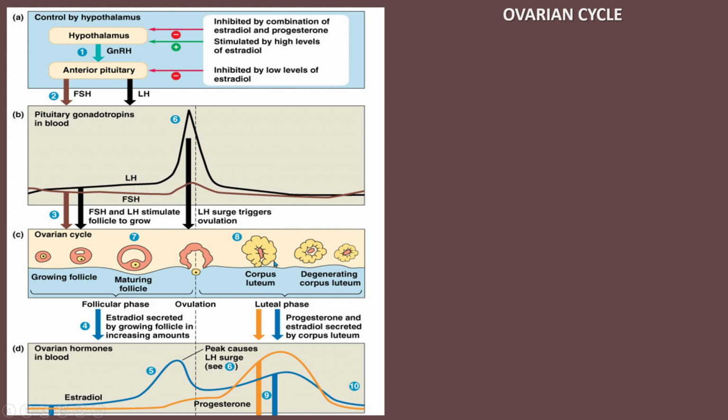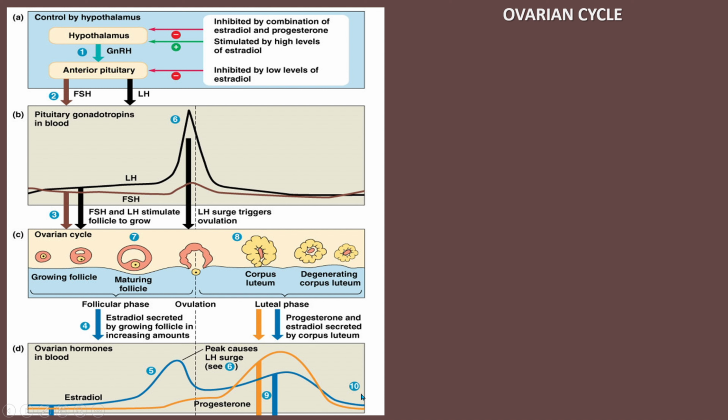So, if there is no fertilization of the secondary oocyte in the fallopian tube, the corpus luteum will be converted to corpus albicans and then degenerate. When the corpus luteum degenerates, the secretion of progesterone and estrogen slowly decreases.